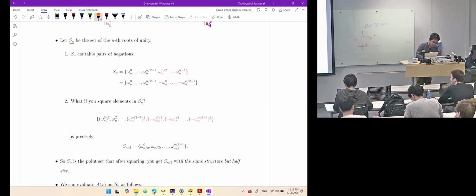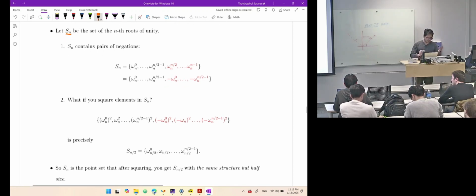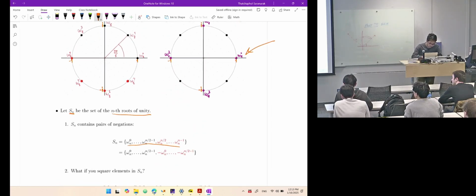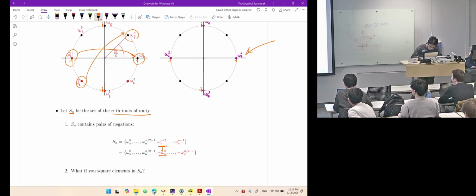If I use my point set Sn to be this set of roots of unity, you can verify algebraically that if I list all of these and write them down in the list, I can rewrite it so that this one is the negation of this one, and next, this one is the negation of this one. So the last n over 2 elements can just be written down as negations of each other.